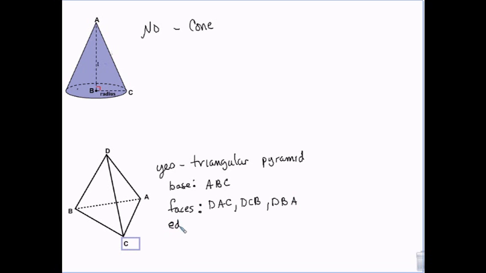Your edges are all the line segments. So I have AB, BC, AC, that's along the bottom. And then I have all the ones going up. So BD, CD, and AD. And then the vertices are all of the points. So A, B, C, and D.